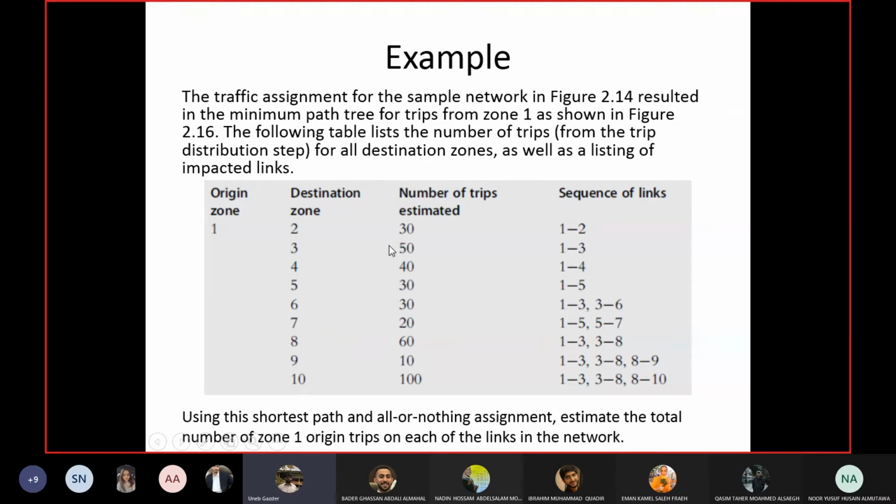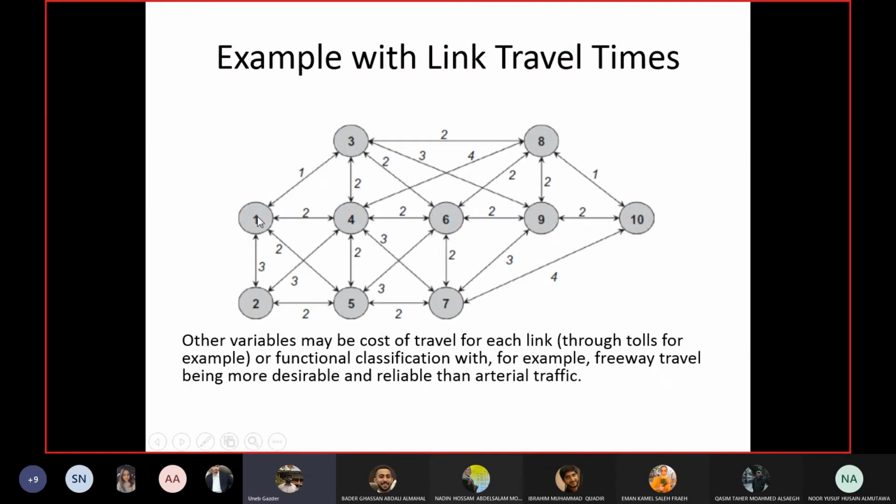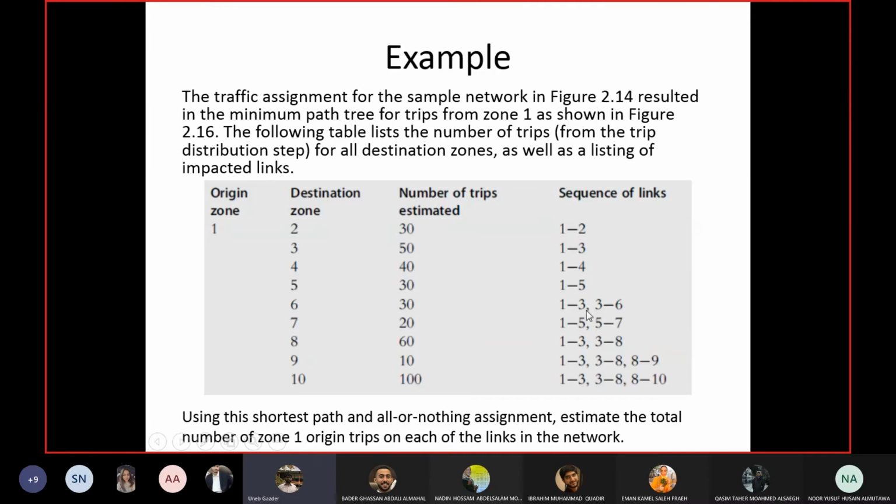Shortest path means 1 to 2 has the least travel time as compared to any other link between 1 and 2. Other paths can be 1 to 4 and 4 to 2, right? They're also possible. But this will give you how much travel time? 1 to 4, 2 minutes, 4 to 2, 3 minutes. So total travel time, 5 minutes. If you go directly 1 to 2, it will take only 3 minutes. So the last column is showing the path with the least travel time.